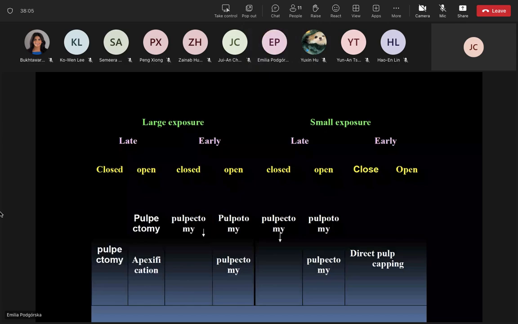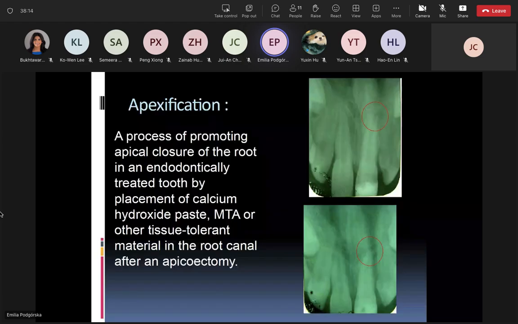Apexification is a process of promoting apical closure of the root in an endodontically treated tooth by placement of calcium hydroxide based or other tissue tolerant material in the root canal to form an apical stop.